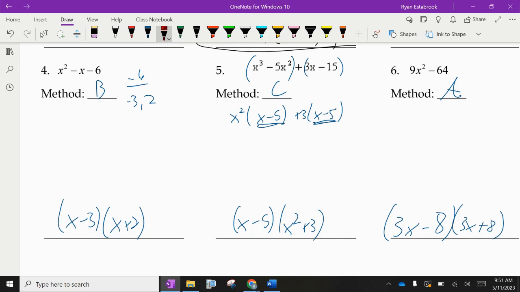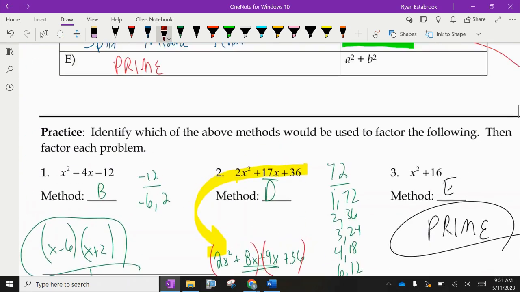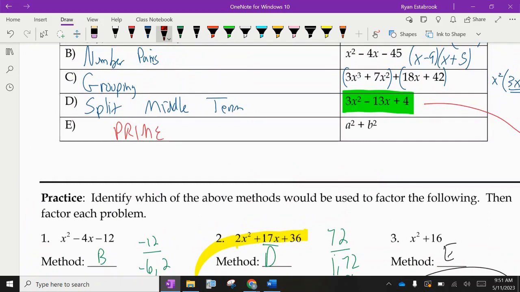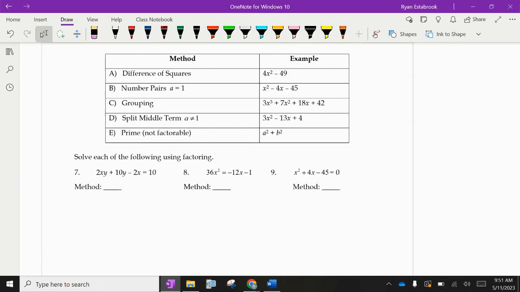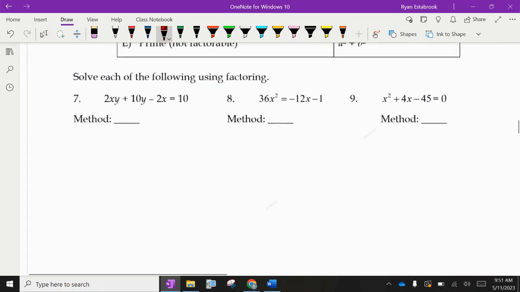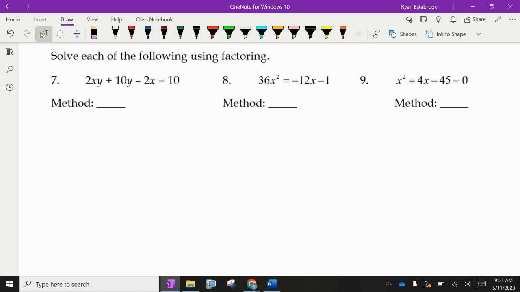So factoring. 4 kinds of factoring, and again, the one that wasn't identified, this one is prime. The reason why we factor is because we solve. So this is the same box from the other page. You don't need to bring that down again. But now we're looking to solve these. So copy down number 7.